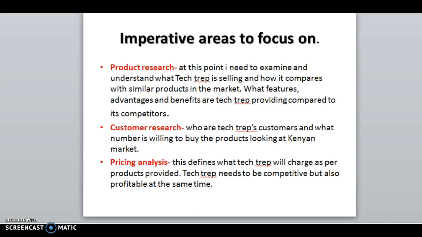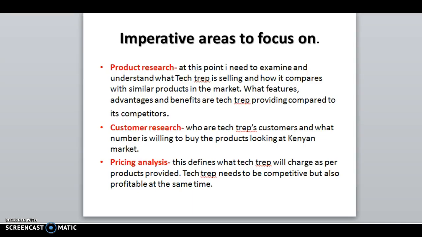Customer research: I'll need to analyze who TechTrip's customers are and the number of these customers who are willing to purchase TechTrip's product. Pricing analysis: what prices can TechTrip charge for the products that they are providing.